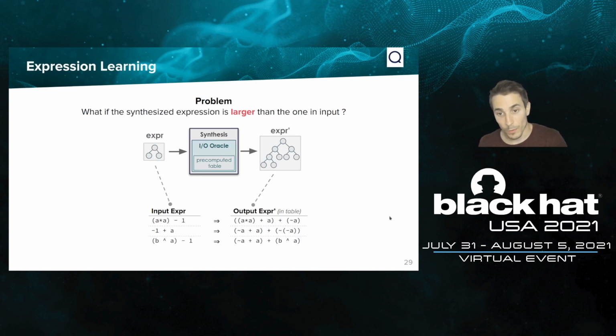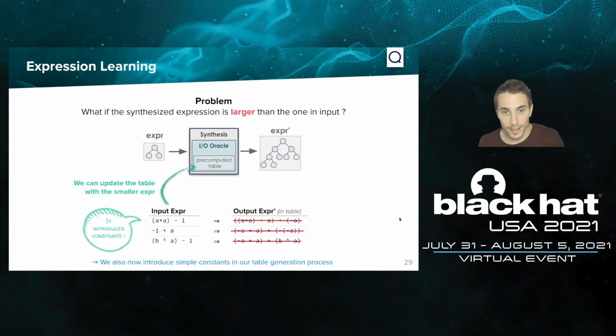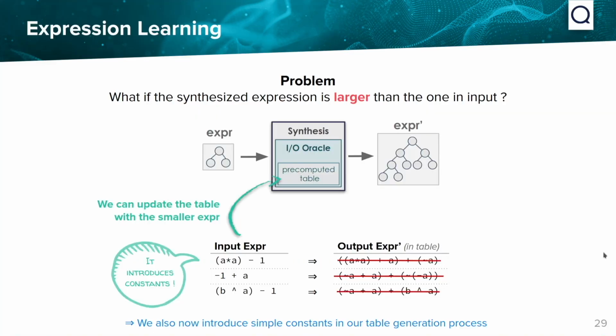So what we can do with that is basically update the table with the new expressions that we have just learned. We have not been able to synthesize the expression, but at least we have improved our table. That improved constants, and it means that over time tables can theoretically become better and better. So that's great. And by the way, for generic constants like 1 and so on, we now introduce them in our table generation process, but we cannot enumerate all the constants, so we can still learn new expressions.